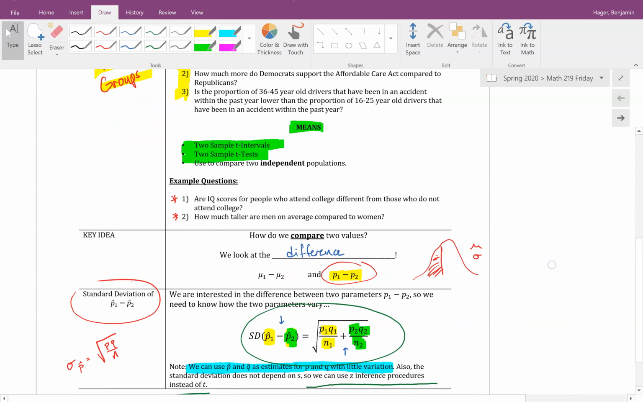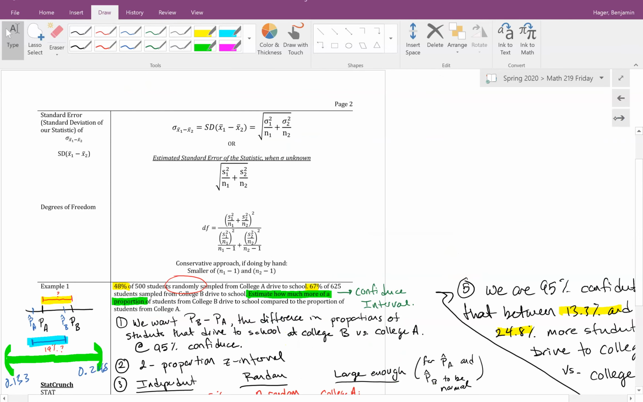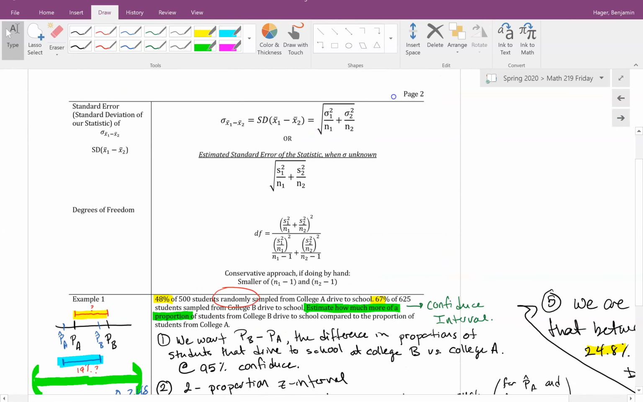So let's skip over this. We did all this stuff. This is all dealing with proportions.